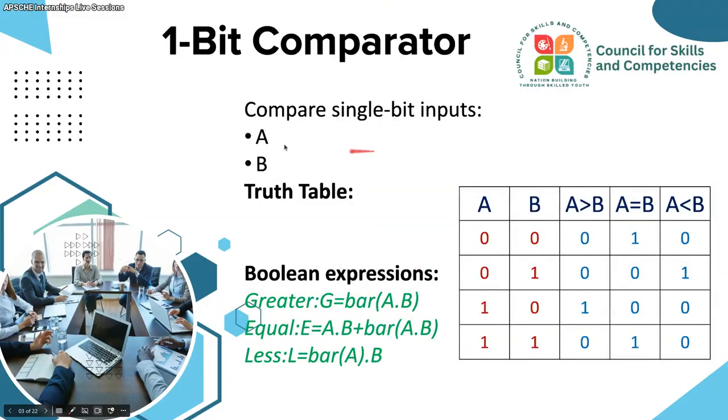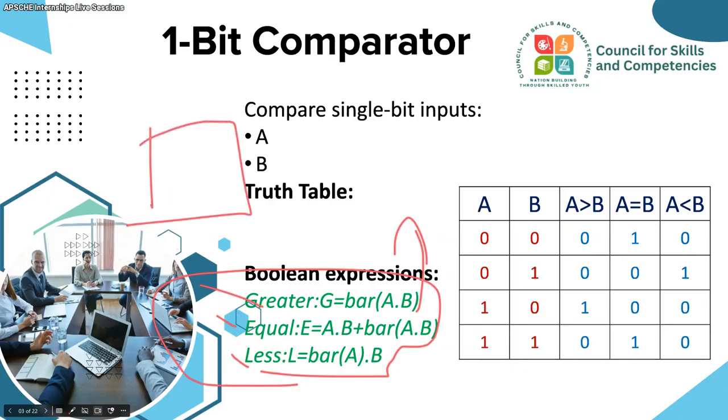What will a one bit comparator do? It compares A and B, because it is one bit. In the truth table, when A is 0, it checks A greater than 0, no. A equal to 0, yes. A less than 0, no. This is how we write the truth table, and from that we get a Boolean equation for greater than, equal to, and less than, and we combine these to make a comparator. That's it.